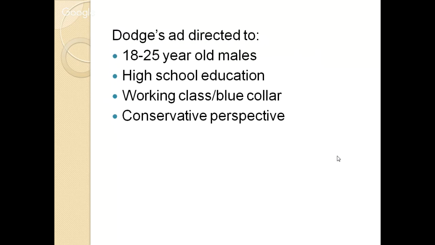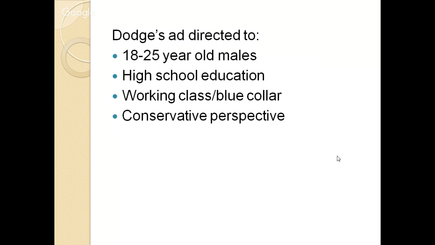And then by contrast, the Dodge ad is very different, directed towards males and younger males, the 18 to 25-year-old demographic. And that's because the message of the ad, that if you have this really awesome truck, you'll get all of these hot babes, really speaks to a juvenile sensibility. There seems to be a high school education. Again, you don't really have to have a college degree to understand the message of the ad. It's very, very clear and very blatant.